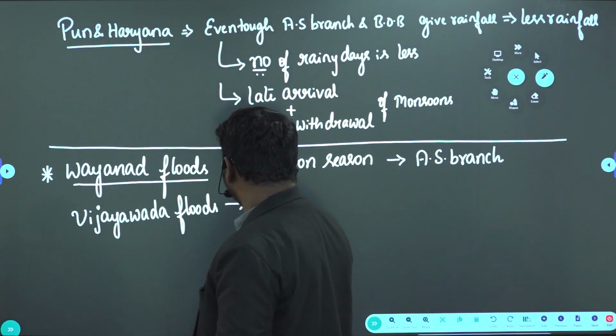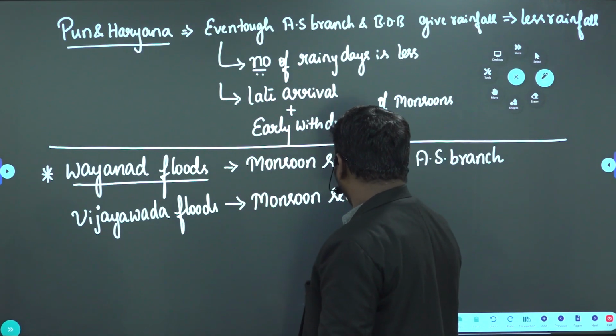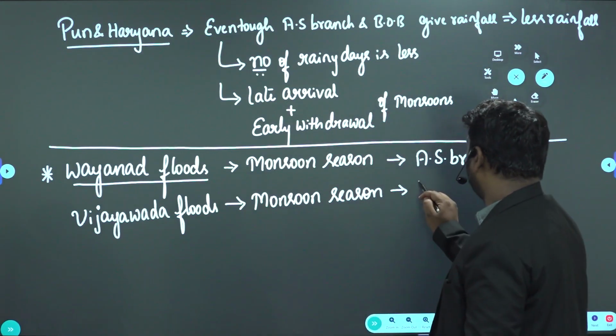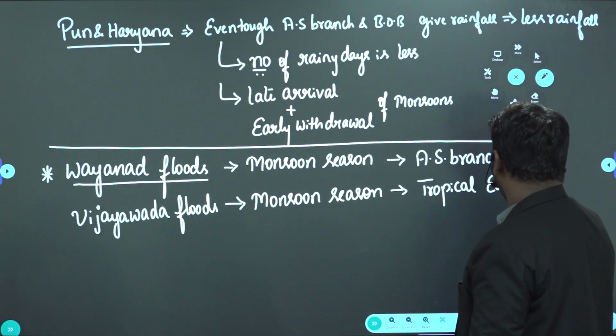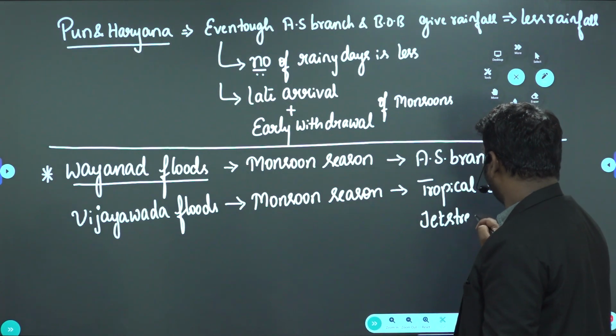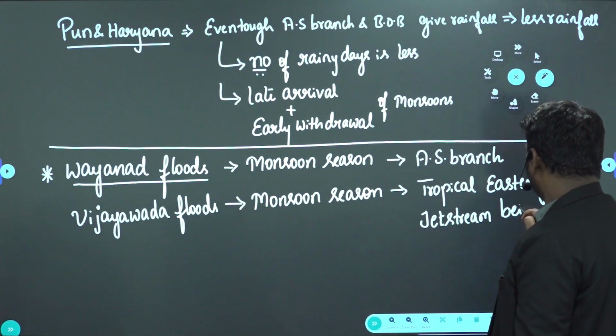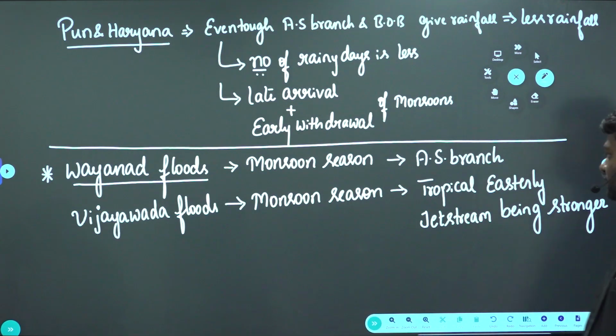Vijayawada floods also occurred during the monsoon season, and it is because of the tropical easterly jet stream being stronger. Remember, this is an exception this year, so they can ask you about the tropical easterly jet stream. Whenever it is stronger, it will normally lead to stronger monsoons.